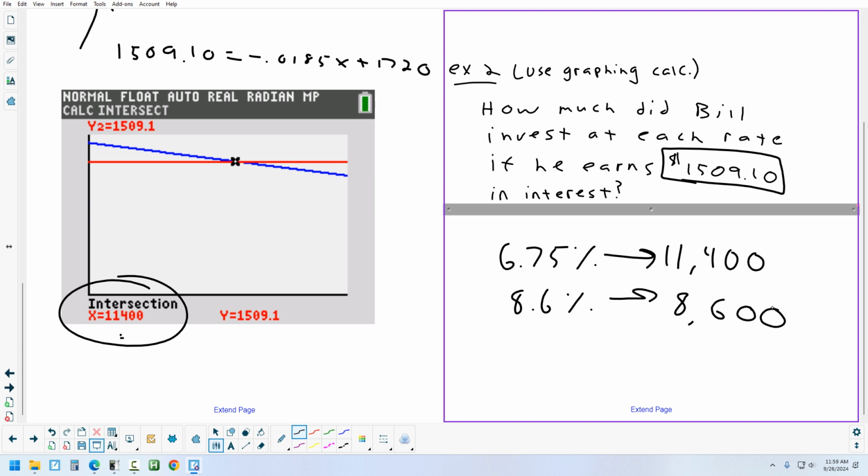So these kind of interest problems are exactly the same setup every time. The only thing that's different is the amount of money you have, the interest rates, and the amount of interest that you earned. But other than those numbers, you just plug them in and do the same thing every time with this problem. Any questions on that?